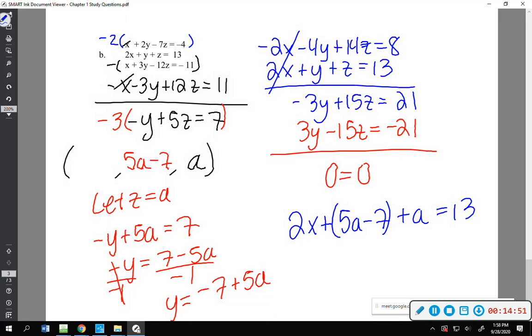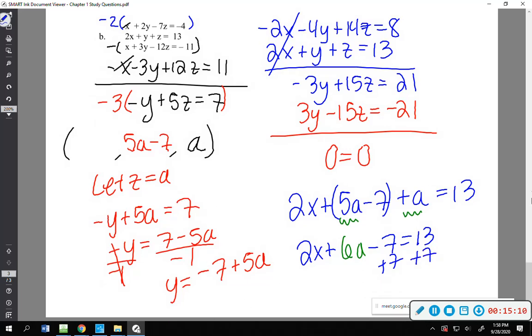We need x in terms of a, so let's combine our like terms. We have 5a plus 1a is 6a. So we have 2x plus 6a minus 7 equals 13. So I'm going to add 7 to both sides to put our constants on the right side. That gives us 20. Subtract 6a from both sides.